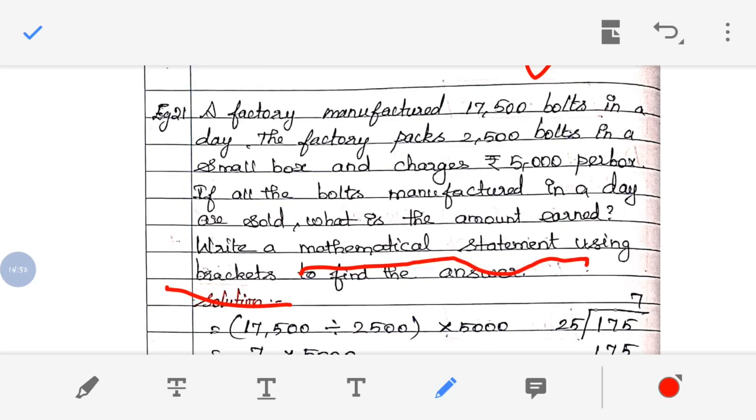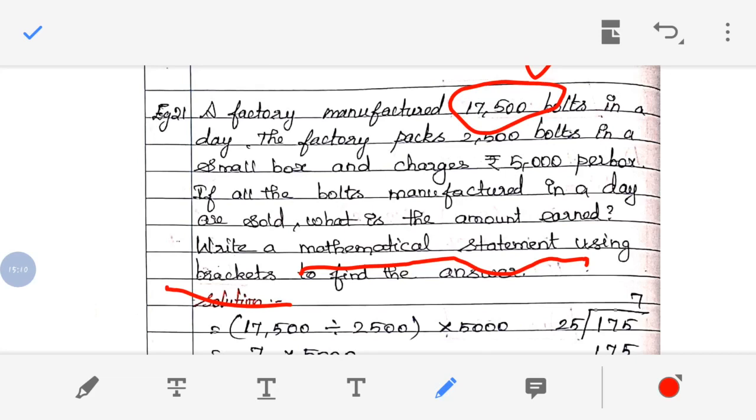Okay, so this is what we are going to do. There is a factory manufacturing, meaning producing, 17,500 bolts in a day. So in one day they are manufacturing 17,500 bolts.